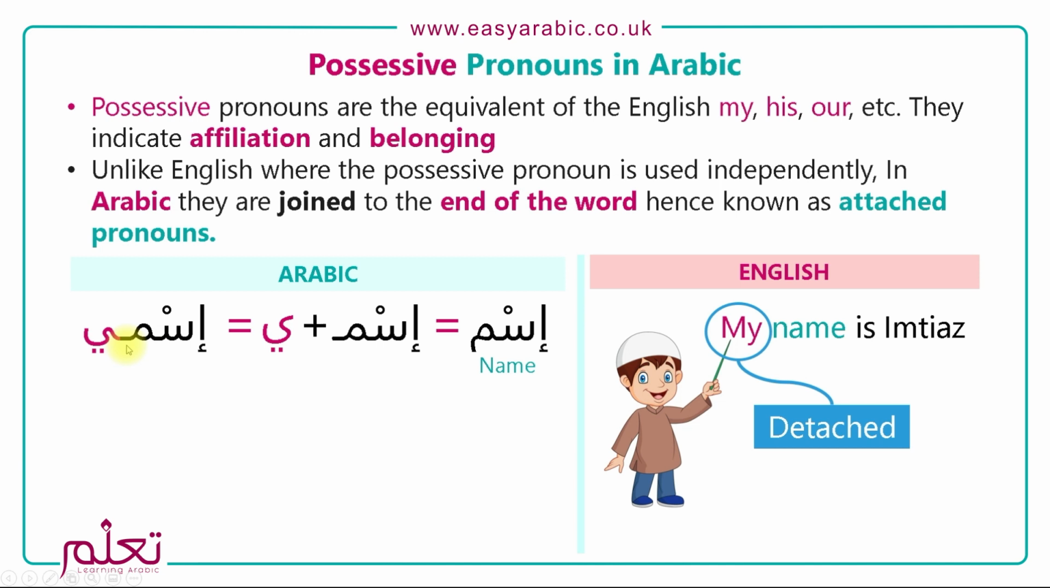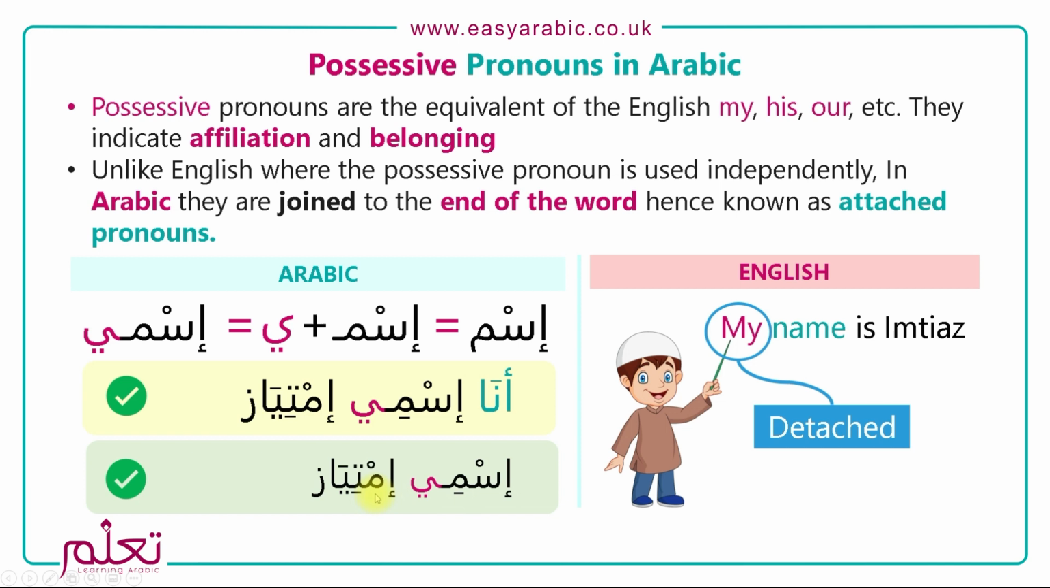Okay. So here, if we look at this example, say Ana ismi imtiaz. I'm saying my name is imtiaz. This is correct. But because we've already said ismi is my name, there really is no need to put Ana there. If you do use it, it doesn't matter. But if I said ismi imtiaz, it means exactly the same. A lot of people would say that. So if someone said to you, what is your name? I will say ismi imtiaz. I will not say Ana ismi imtiaz, because there's no need to repeat. You're basically repeating the Ana, or I, twice. So just say ismi imtiaz. Okay, so that is the difference between the English and Arabic.